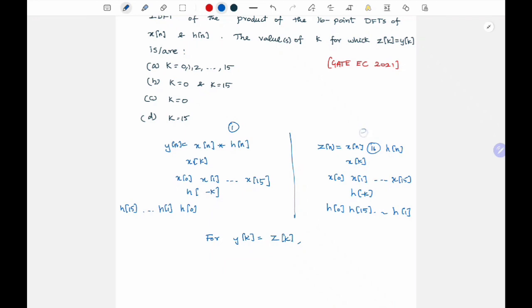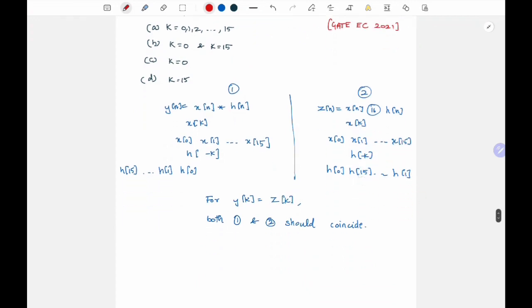and this I'll call 1 and 2. Both 1 and 2 should coincide, right? So for the 0 case, you can see only this is the term, x of 0 into h of 0, in the linear convolution. But in the circular convolution case, you have x of 0 and h of 0 plus these terms are also coming. So for 0, it is not the case.